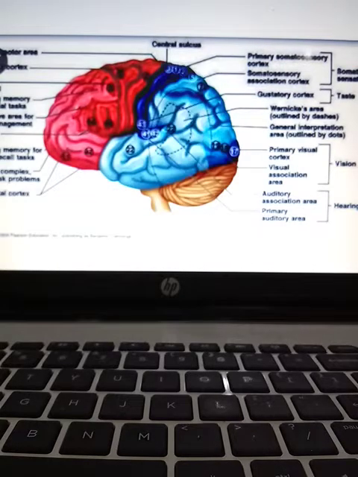Then in front of your primary motor area you have the premotor area, that is Brodmann's area 6 and 8, as you can see in the picture. This is Brodmann area 6 and this is Brodmann area 8. This is called the premotor area. This premotor area is concerned with the intricacy of the movements.